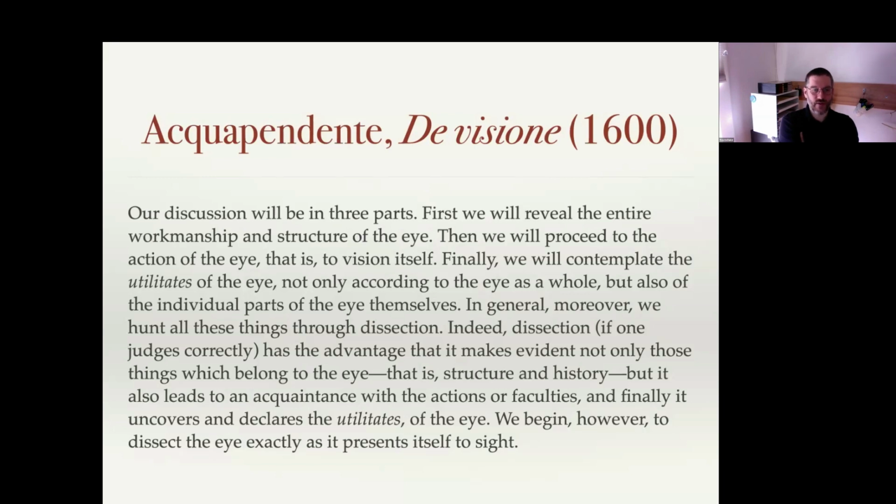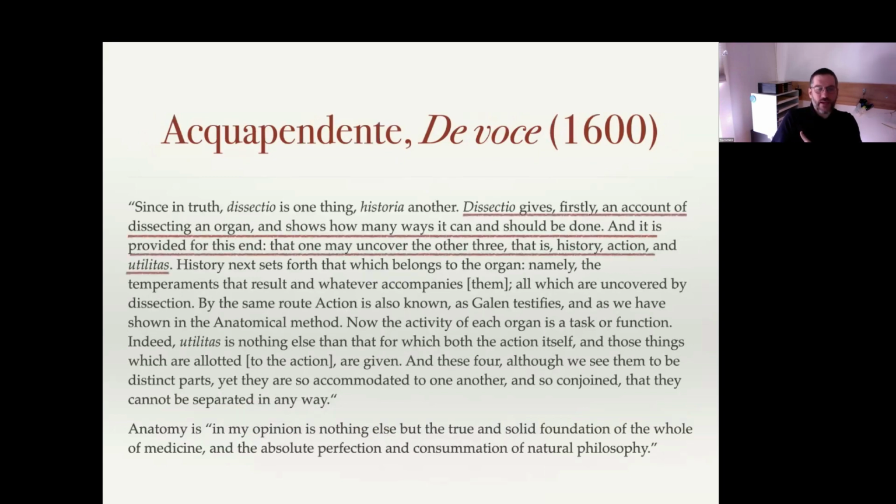Indeed, dissection, if one judges correctly, has the advantage that it makes evident not only those things which belong to the eye, that is structure and history, but it also leads to an acquaintance with the actions or faculties, and finally uncovers and declares the utilitates of the eye. We begin, however, to dissect the eye exactly as it presents itself to sight. In De Voce, in the preface to that, he also says that dissectio should be distinct from historia. So dissectio gives an account of dissecting an organ, and it shows how many ways it can and should be done. And this dissection is provided for this end, that one might uncover the other three, that is, history, action, and utilitas.